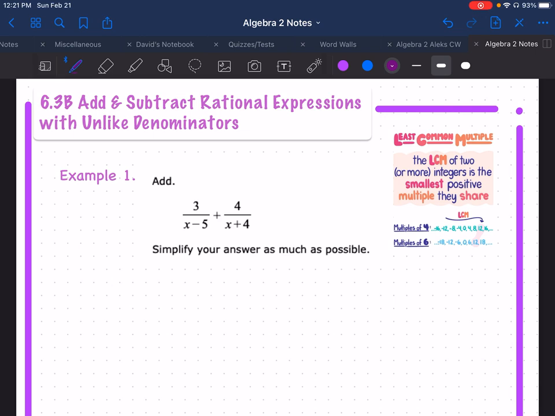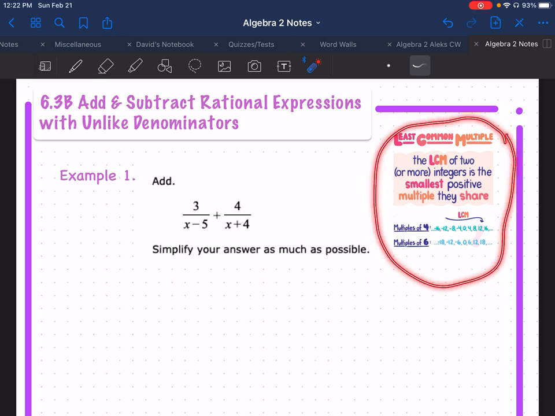Today's lesson is 6.3b, add and subtract rational expressions with unlike denominators. In our last lesson, we learned what to do when our rational expressions had unlike denominators, and we had to find the LCD. Just a really quick reminder: the LCD is really the least common multiple. The least common multiple of two or more integers is the smallest positive multiple they share. And here's our example of 4 and 6 again.